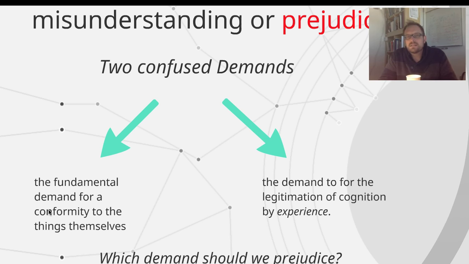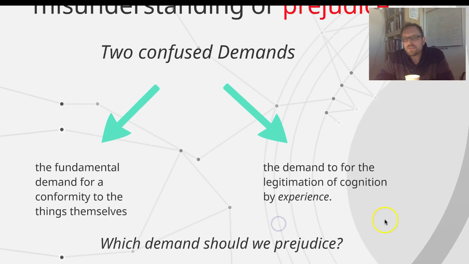But there's another demand that the empiricist recognizes: the demand for the legitimation of cognition by experience. So the empiricists recognize that you have to conform to the way things are, but they also presume that the only sorts of mental operations that should really count are those which can be legitimated by experience in some manner. So the question is, which of these demands is more fundamental? Which of them should we prejudice? It's not that there are no prejudices. The question is, which should we prejudice over the other?